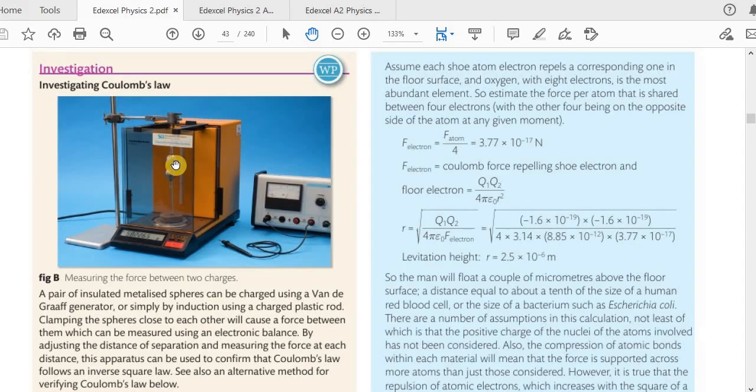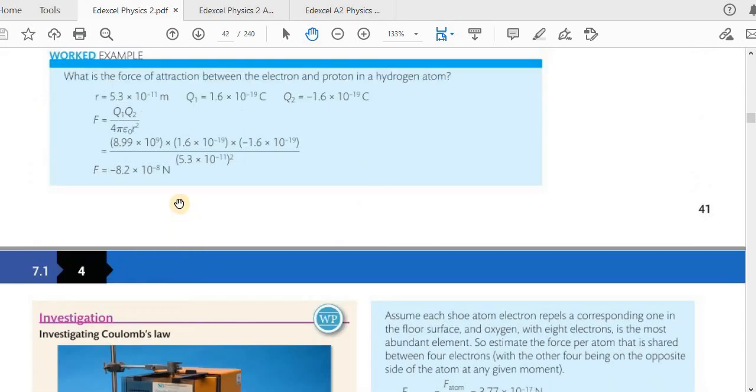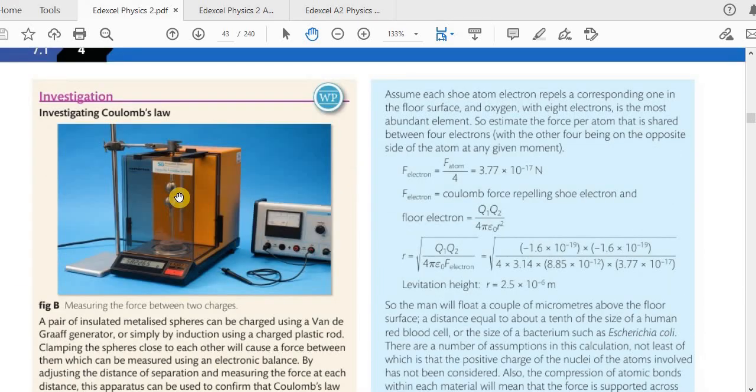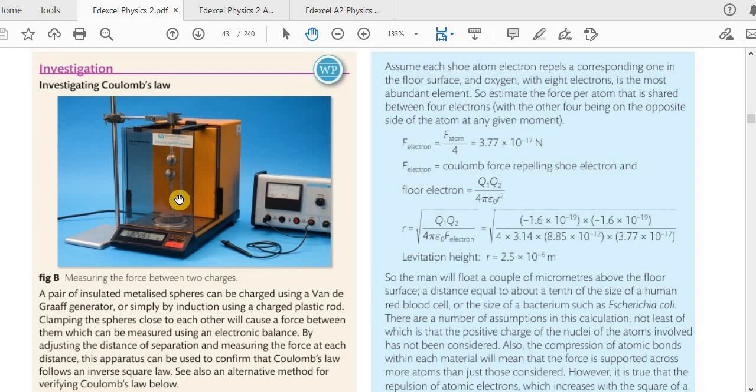Initially you can measure the distance r, and then maybe double the distance r. Then you observe what happens to the value here. When you double r, the force should decrease, becoming 1/4 of the initial value. Like that, you can check whether the force is inversely proportional to the square of the distance between the centers of the spheres. So this is how you do that.